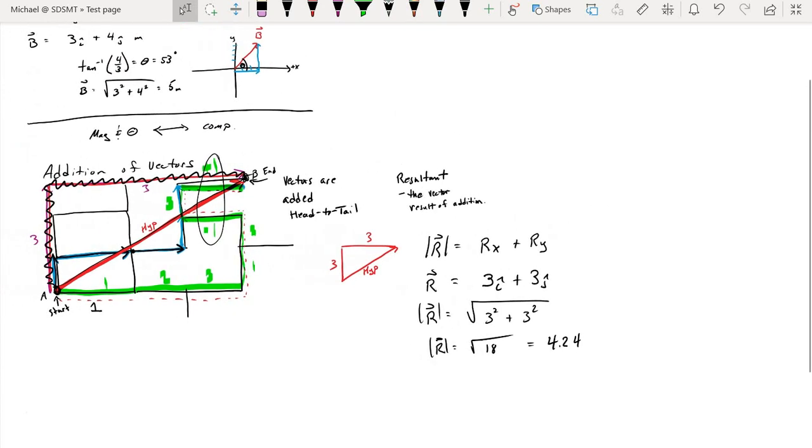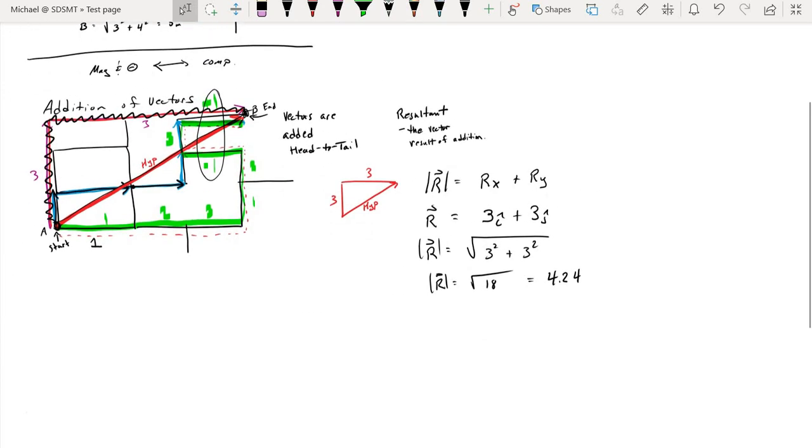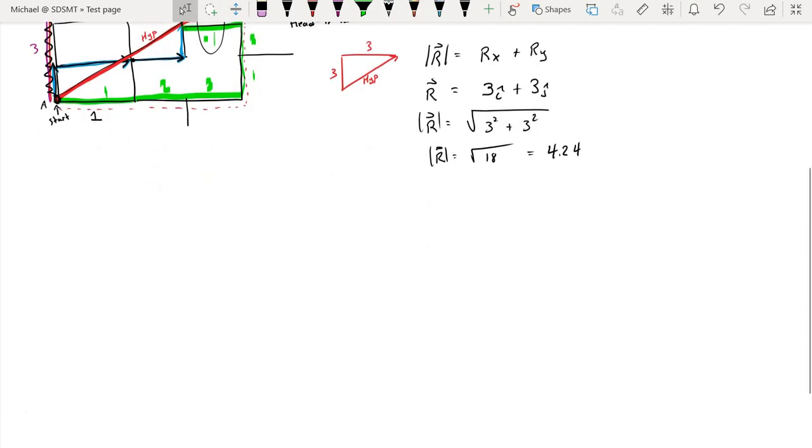Alright, well if that's all it takes, if all we have to do is add together all the vectors head to tail, that's not a big problem. But what do we do if one of those vectors, or maybe even more than one of those vectors, happens to be at some odd angle?